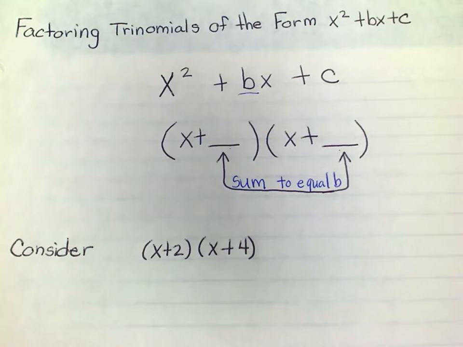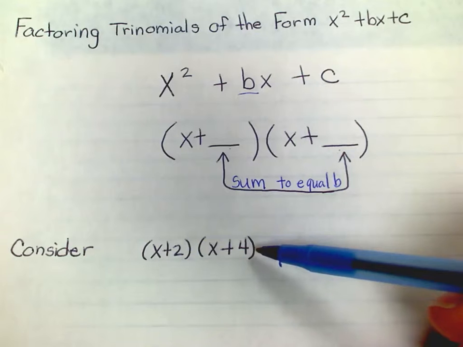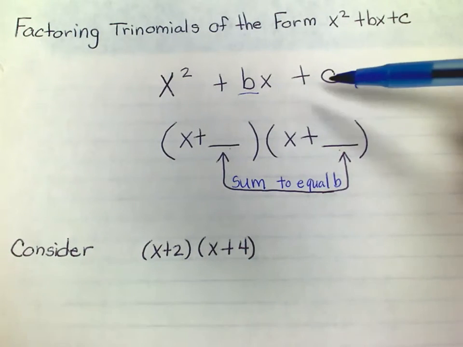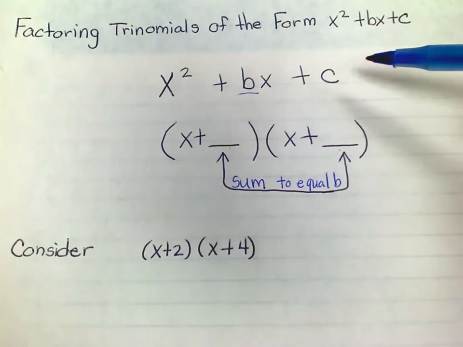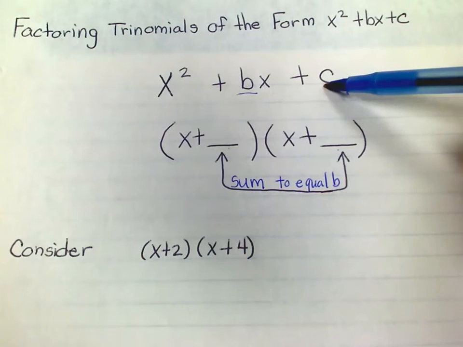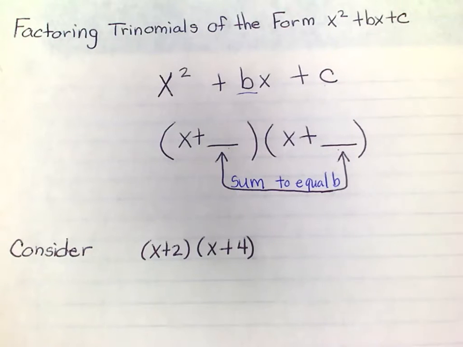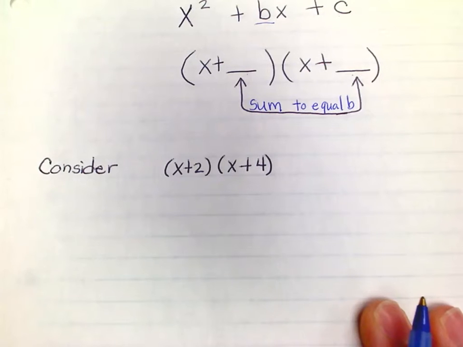So let's consider we in the past have been working backwards, where we were given something like this and we were asked to find the trinomial that would resemble something like this. So we're actually working backwards, where in the examples we will be given something like this, and we have to give something similar to this for the answer. So just to refresh, let's consider the quantity x plus 2 times the quantity x plus 4.